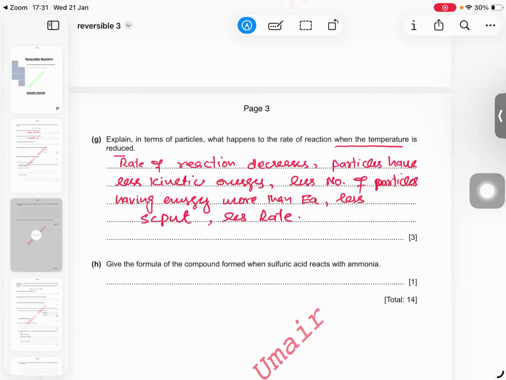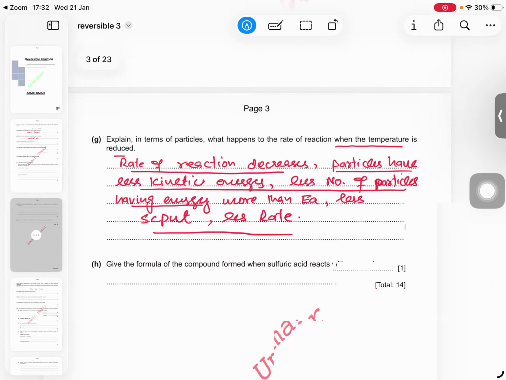Please be careful that the rate of reaction decreases is 1 mark. Particles have less kinetic energy and less number of particles having energy more than activation energy is 1 mark. And then less successful collisions per unit time, less rate, that has 1 mark. So less successful collisions per unit time, don't miss this.